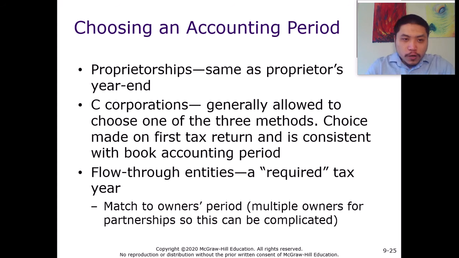So for C corporations, because they are standalone entities, they can choose among the three accounting periods. That's why we can see that some corporations out there don't have a calendar year end; some of them don't end their year on December 31st, because they can choose, right? They can choose to end their tax year on a different date. So in general, a C corporation can choose one of the three methods.